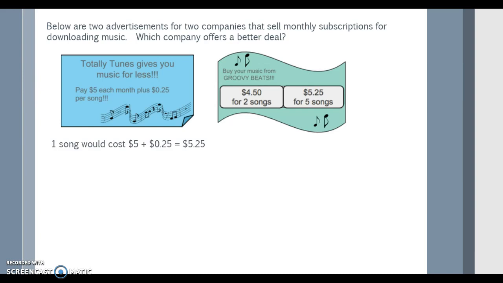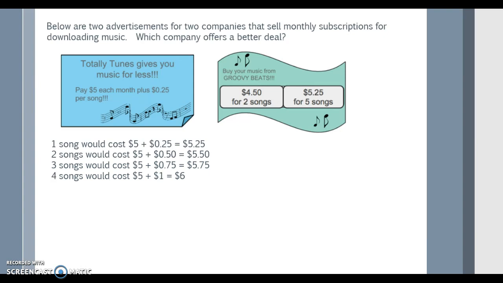So on the left-hand side, one song would cost the $5 plus the 25-cent fee. If I did 2 songs, it would be $5 plus 50 cents for 2 songs at 25 cents. 3 songs would be $5.75. 4 songs would be $6. So our general rule is y is equal to 25 cents times how many songs we download plus the $5 fee.